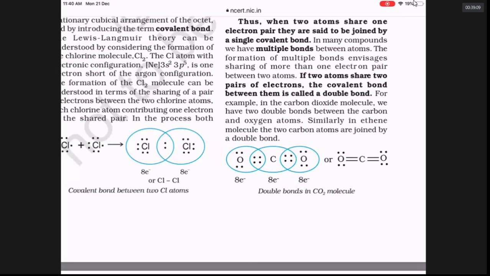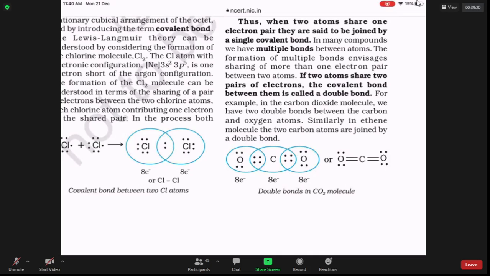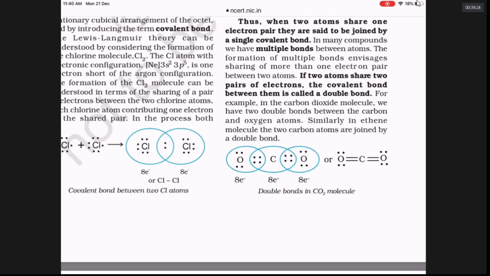Sometimes carbon can share 2 electron pairs with each oxygen. That is a double bond, C double bond O, C double bond O. Whenever 2 electron pairs are shared between 2 atoms, one bond is a strong sigma bond, the other bond is called a weak pi bond. Sometimes 2 atoms can share 3 electron pairs, then one is a strong sigma bond and the remaining 2 are called pi bonds.